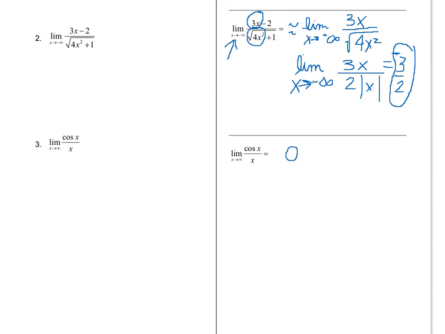So for that one, we had a case of this being bottom heavy. That dominant term in the denominator is getting larger faster than the numerator. So anytime that happens, you're going to be dividing by a larger number, and that is always going to go towards 0.